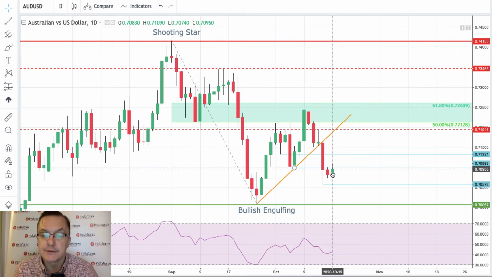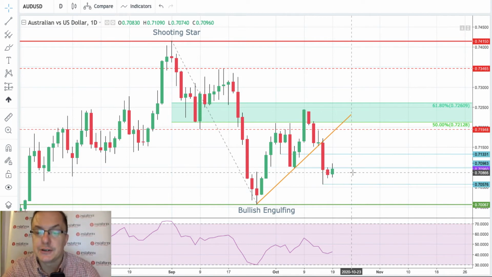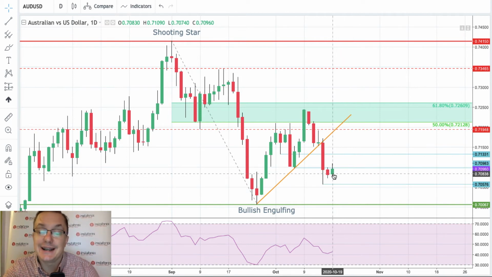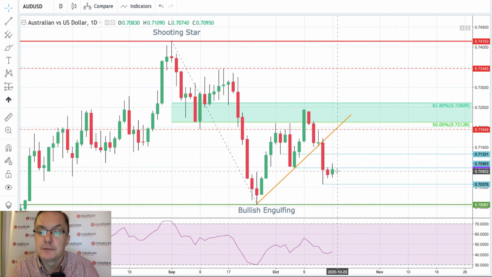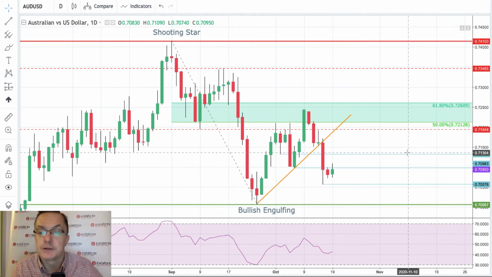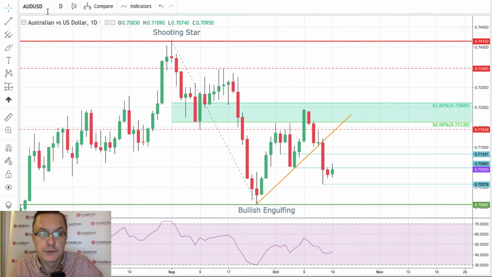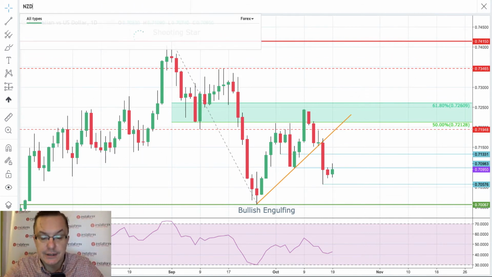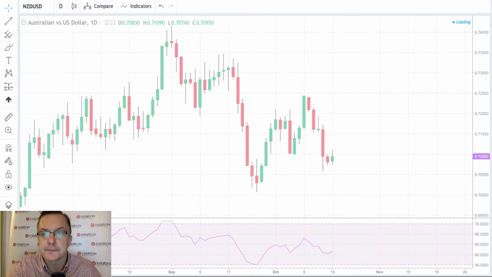We got some bounce. We are trying to bounce higher on the Australian dollar, but nothing interesting has happened. No sign of any kind of a reversal, of any kind of a bullish rally or anything. The market is still between these two intraday levels and below the level of 0.7133, which is the technical resistance. So bearish outlook for the Australian dollar. And let's just take a look at the New Zealand dollar.